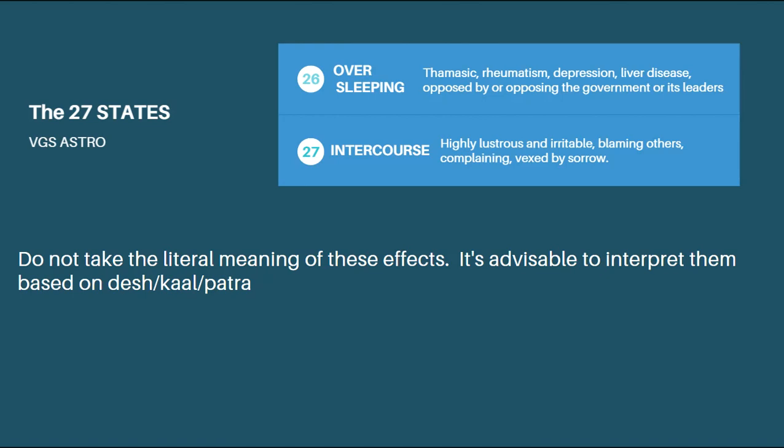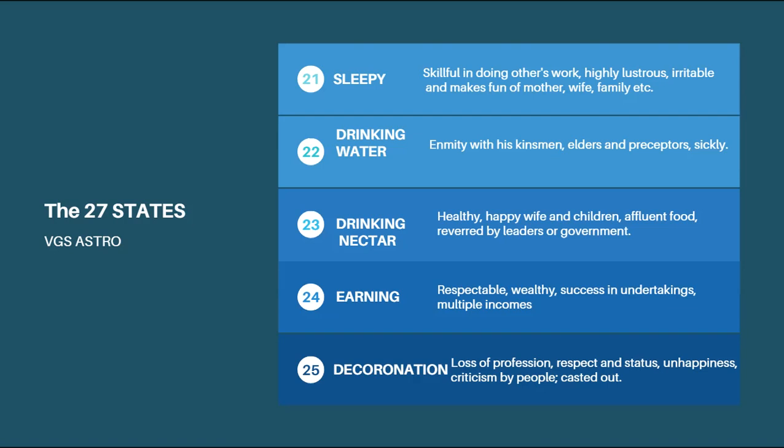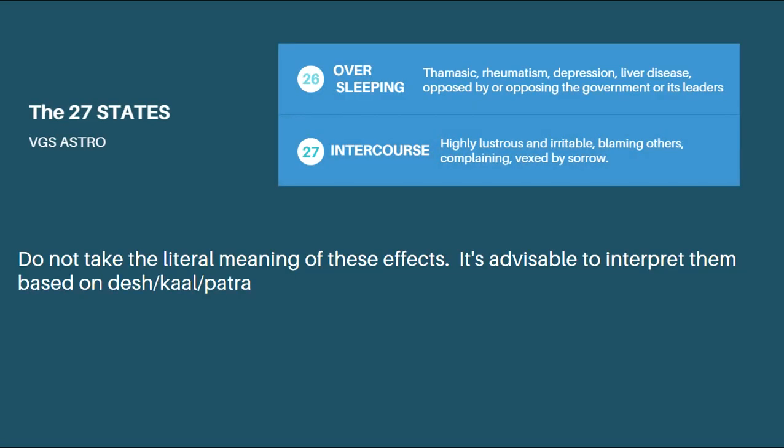If someone is going through state number 23 and he's in his young age, maybe in his teenage period, then you cannot say that he's going to have a happy wife and children and be revered by government or leaders. That could happen, but maybe not with wife and children. So you're going to apply that based on the age of the person that you're looking at, the kind of country the person is born in, and also the upbringing that the person has had.